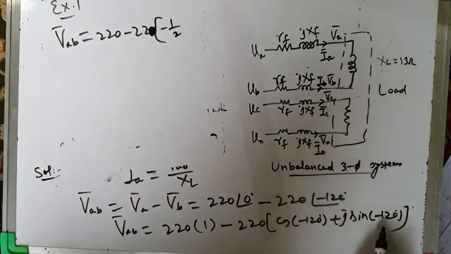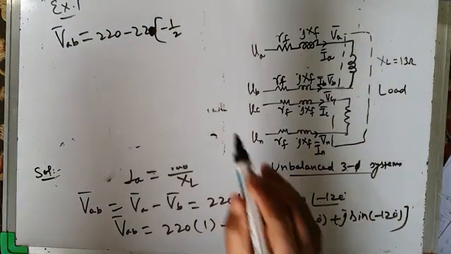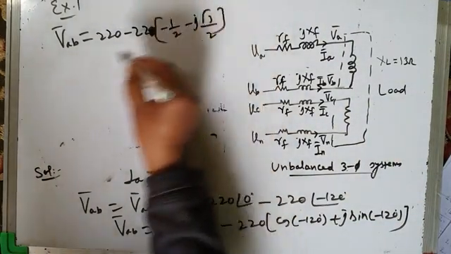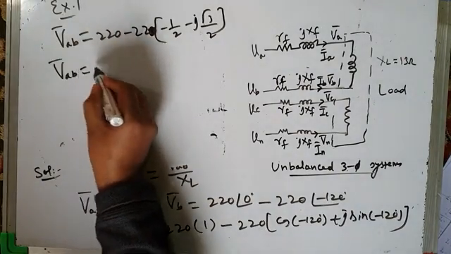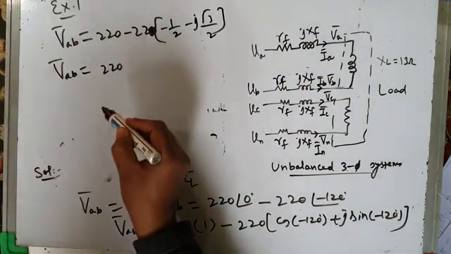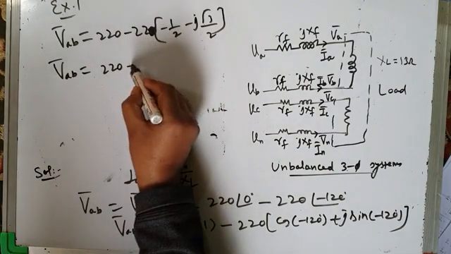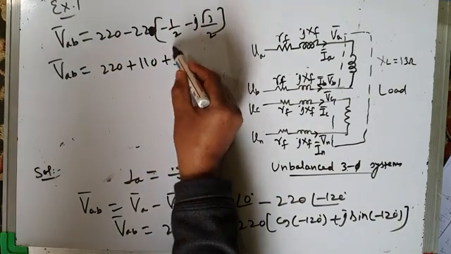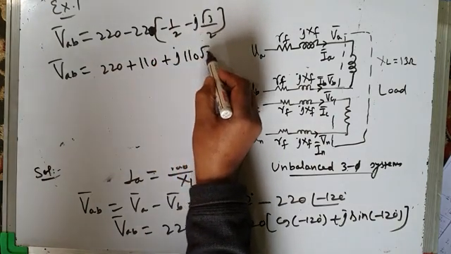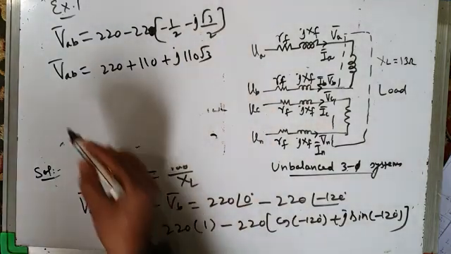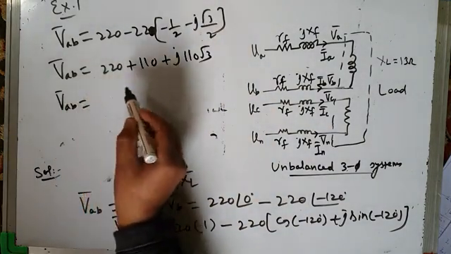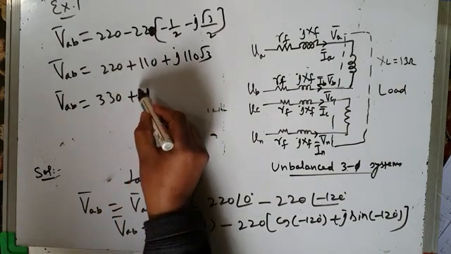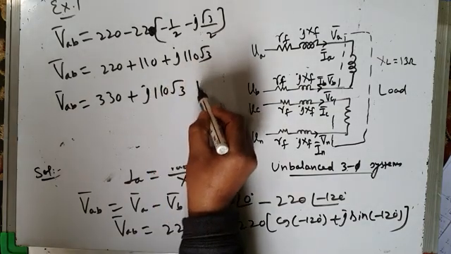What is sine of 120 degrees? It is root 3 by 2. So sine of minus 120 degrees is minus j root 3 by 2. Therefore the line voltage VAB will be equal to 220, minus into minus is plus, 220 by 2 is 110, minus into minus is plus, j 110 root 3. So line voltage VAB is equal to 220 plus 110, which is 330 volts. This is the real part, and the imaginary part is j 110 root 3 volts.